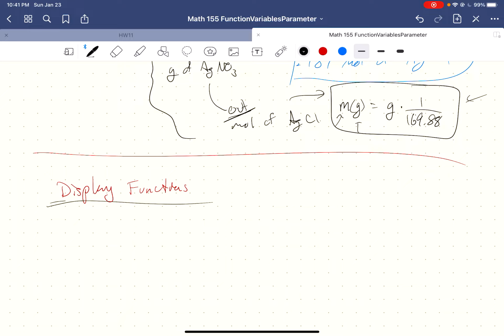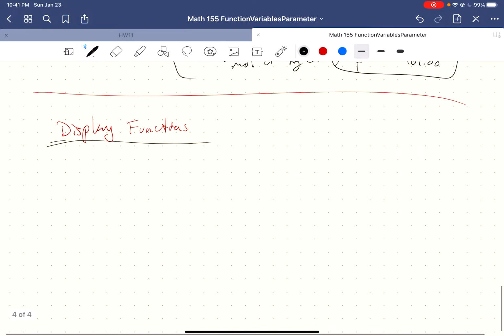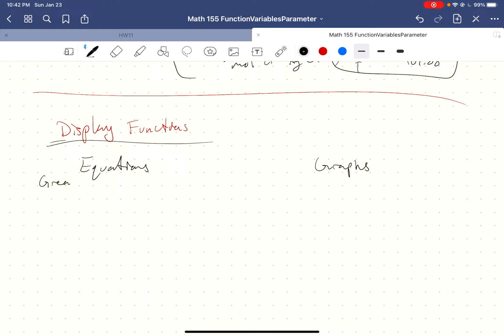All right, so we're going to pick up with displaying functions. Although there's really three typical ways it's done, the two big ones are equations and graphs. Equations are great for computation. They will give you exact outputs for exact inputs, whereas graphs are great for, I want to say, intuition or getting a feeling for the thing.